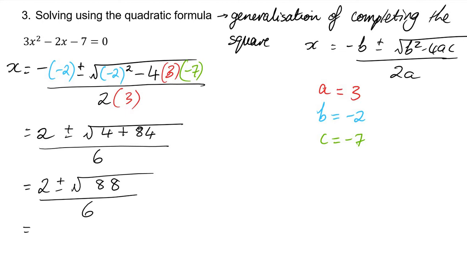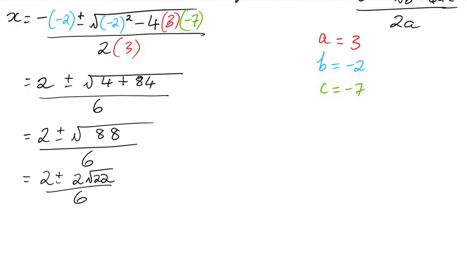Okay, and we now have root 88, which can be simplified to 2 root 22 over 6. And then there's a common factor of 2 in each of those terms, so we can simplify that to 1 plus or minus root 22 over 3.